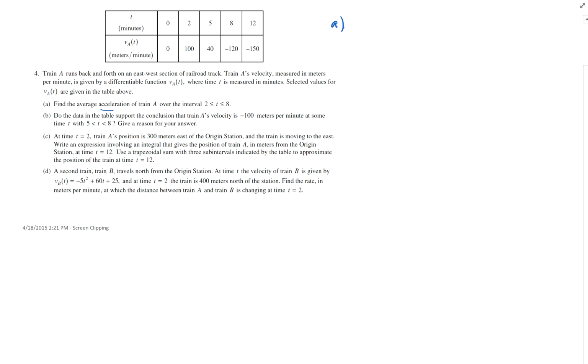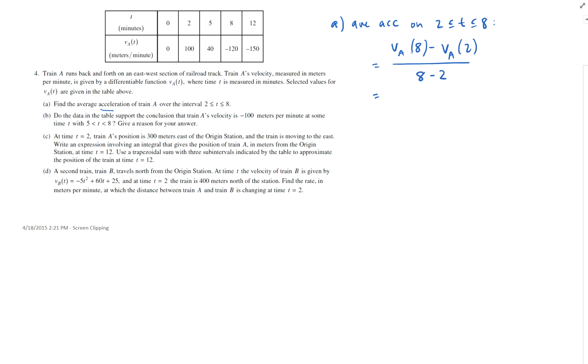So A, the average acceleration on 2 to 8 is going to be equal to, I guess I'd probably just write this as v_A of 8 minus v_A of 2 over 8 minus 2. Probably the easiest way to just do that. Here, let me put my equal signs this way.